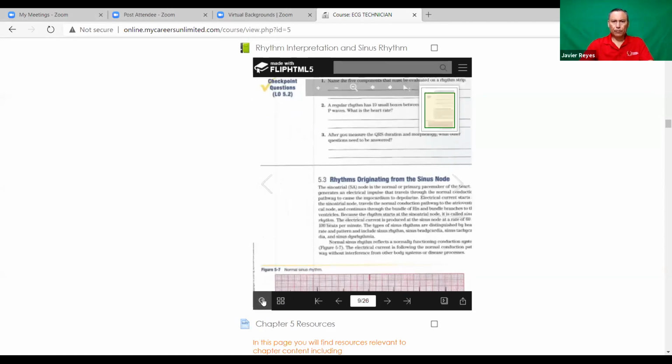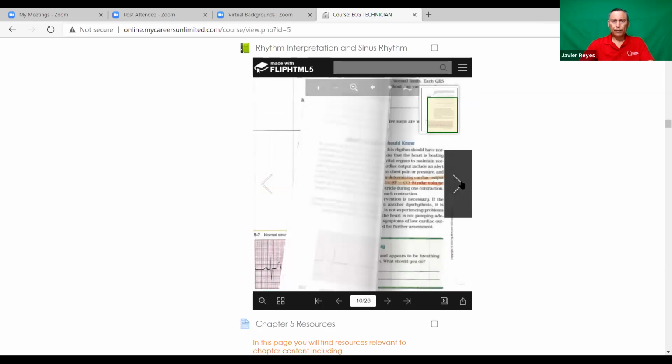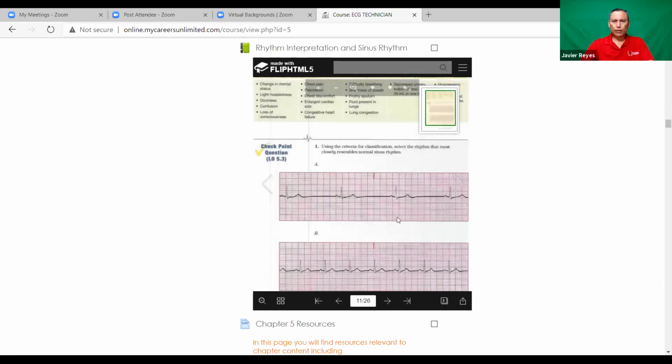I'm trying to make it bigger. What page am I on? What's on the next page? Okay, next page. There it is.